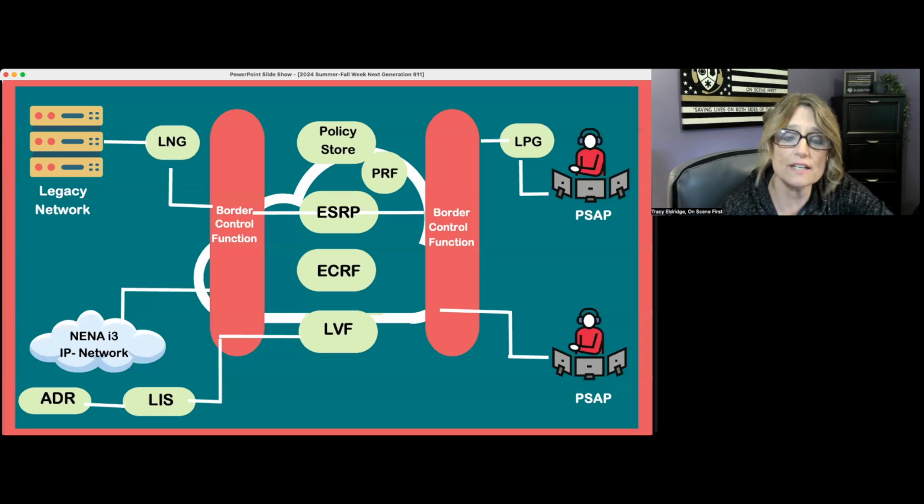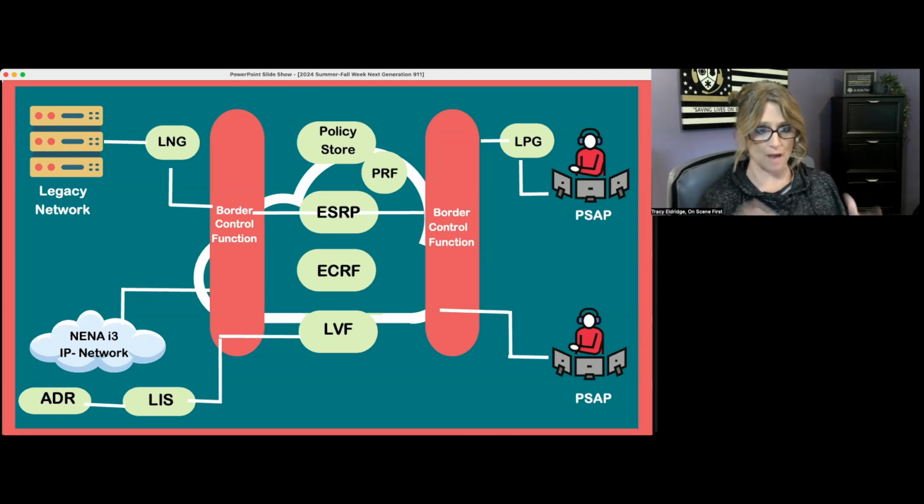And then here is just kind of an overview of some of the things that we are going to be going over. So I'm not going to get too far into this.